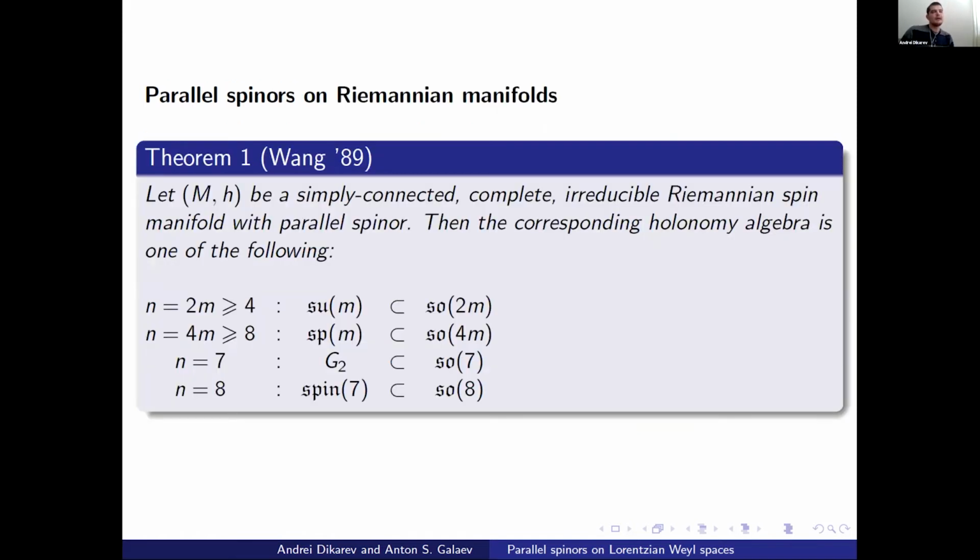First I will provide the known results, and the first of them is parallel spinors on Riemannian manifolds. We have a theorem proved by Wang. Let (M, h) be a simply connected, complete, irreducible Riemannian spin manifold with parallel spinor. Then its holonomy algebra is one of the following. What types of algebras do we have?